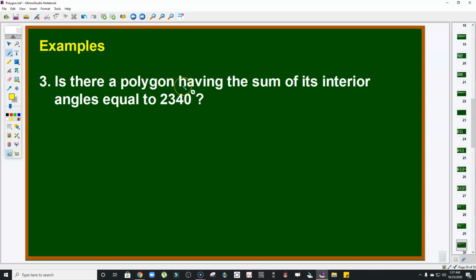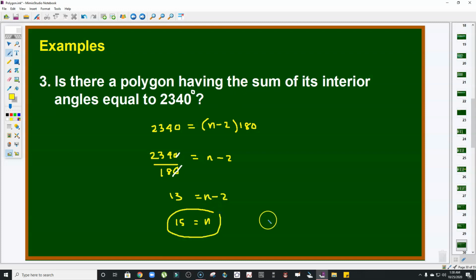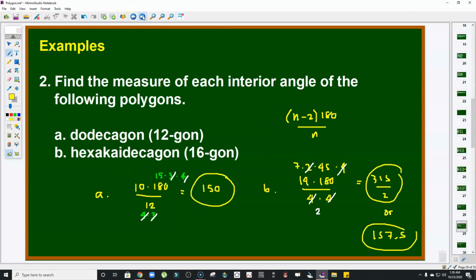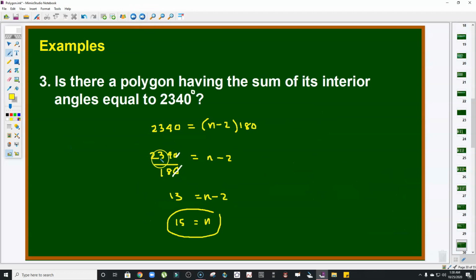Okay, next, number 3. Is there a polygon having the sum of its interior angles equal to 2340? Let's find out. Ang tanong, meron bang polygon na ganyan ang sum? Syempre, equate natin sa formula na n minus 2 times 180. So what I'm going to do is divide 2340 by 180. Cancel yung 0. 234 divided by 18, nakita natin yan kanina, that's 13, right? So 13 equals n minus 2. Clearly, n is 15. Therefore, to the question, is there a polygon? Yes. And that is a 15-gon. Huwag tayo mag-imbento na name. It's just 15-gon.